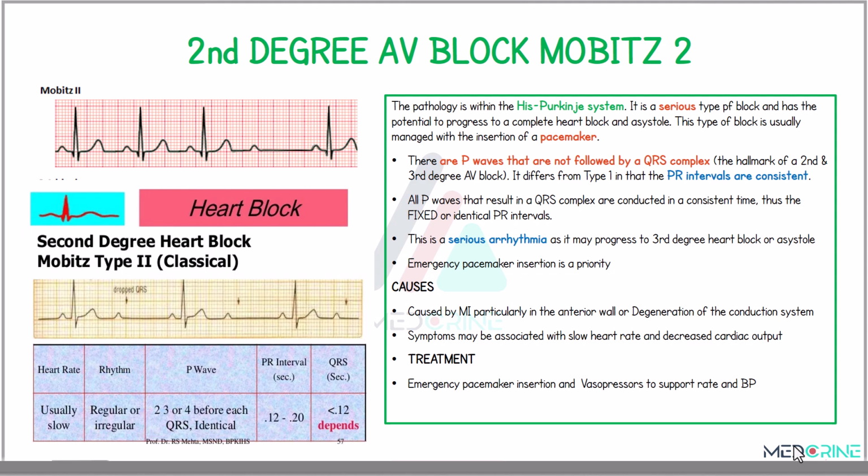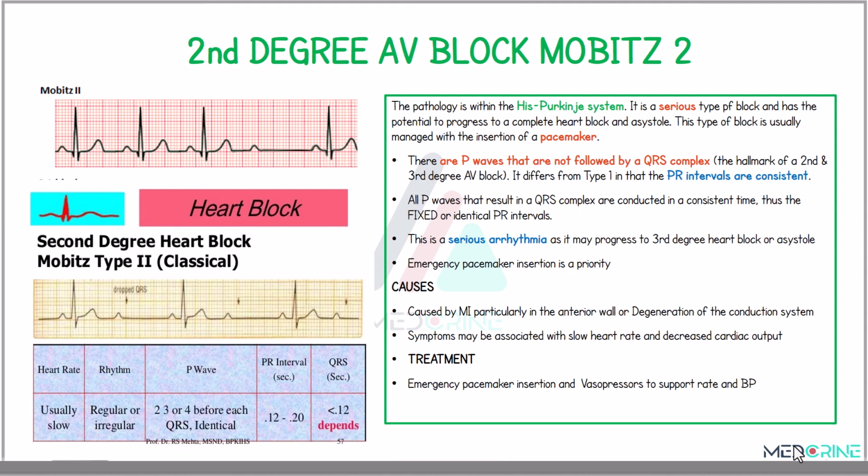Some of the characteristics of this type of block is that the rhythm can be either regular or irregular, and the heart rate is usually slow with features of bradycardia. And we may be having 2, 3, or 4 P waves before each QRS complex, and these are usually identical in terms of duration.